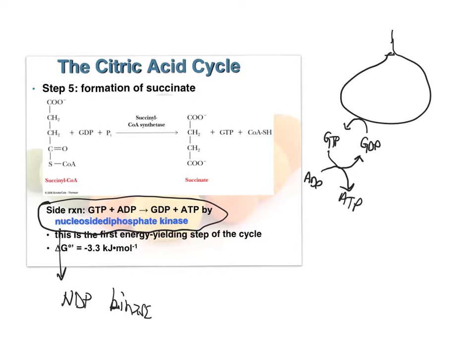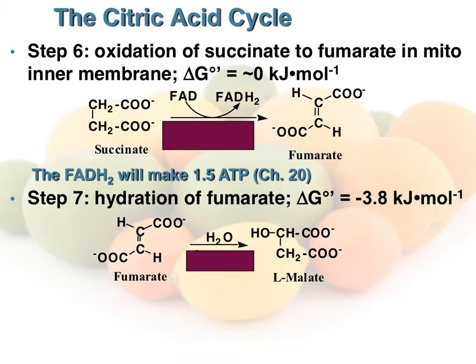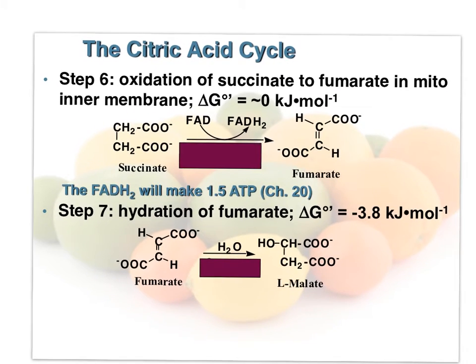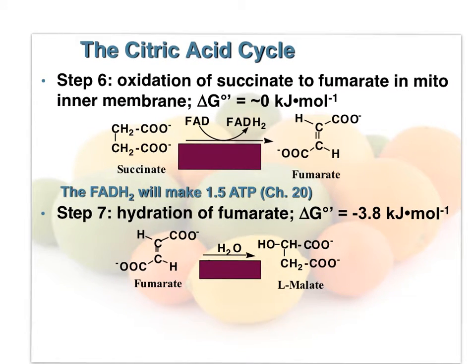Then we have the next two. So we take succinate, and I'm actually going to cover them both on the slide before I go on. We take succinate, we're turning it into fumarate, and FAD becomes an FADH2. This is one of the only times that we've seen where the FADH2 then goes on and leaves. And what we'll find out in chapter 20 is that that's going to go make 1.5 ATPs.